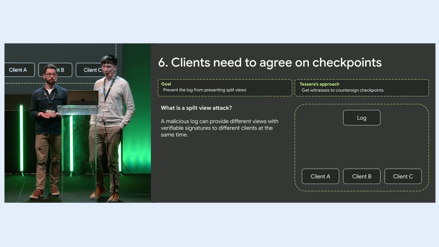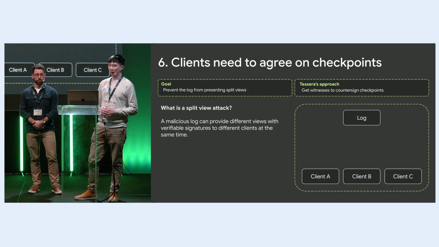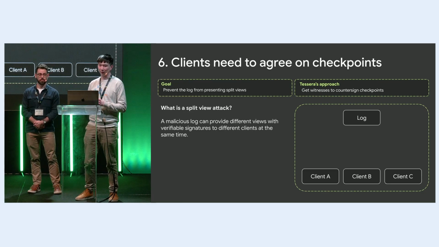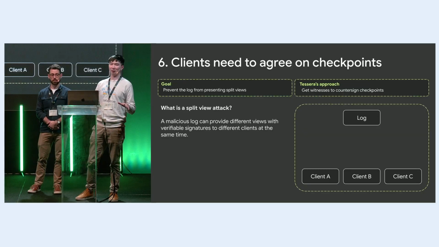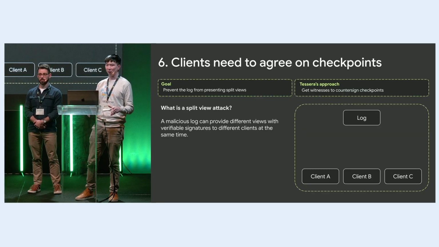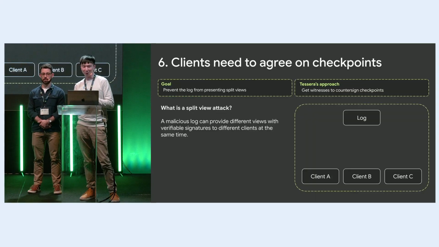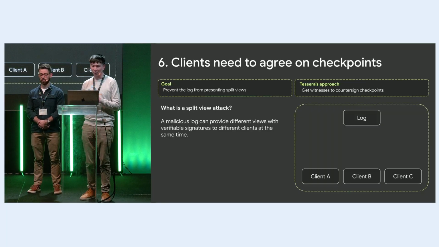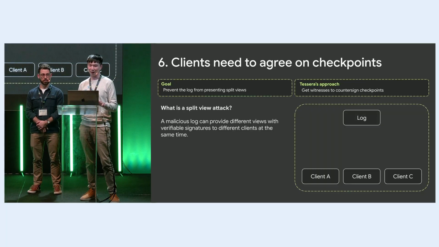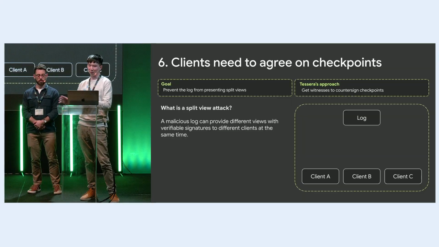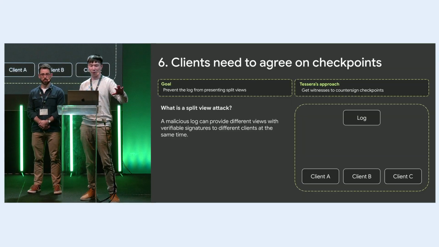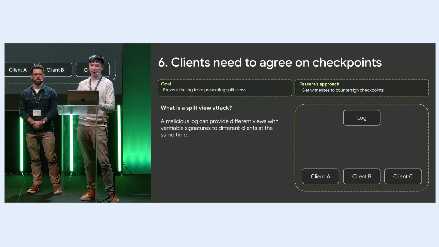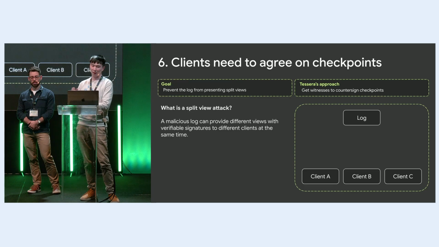So another common log problem is that clients need to agree on the checkpoint. This is to prevent the log from presenting a split view. As everyone said in the keynote this morning, logs without monitoring is useless. So what we need is a witness to countersign the checkpoints. So what is a witness? The log would push the consistency proof to the witness, which is a very simple external process that checks the consistency and adds the signature to the checkpoint.